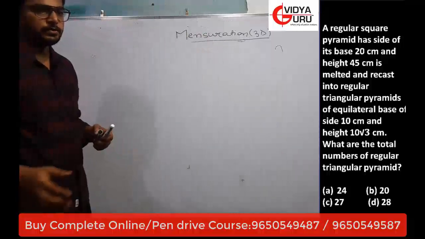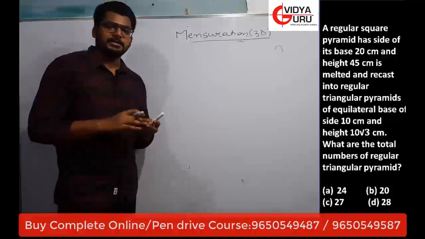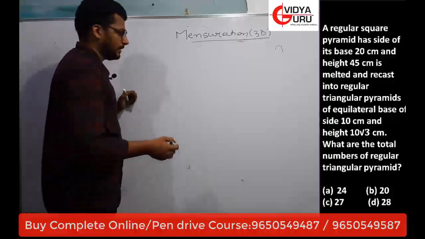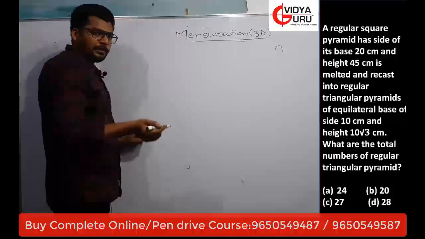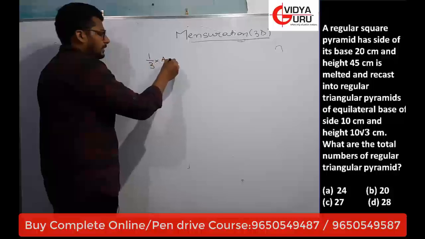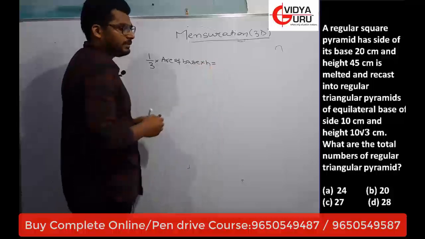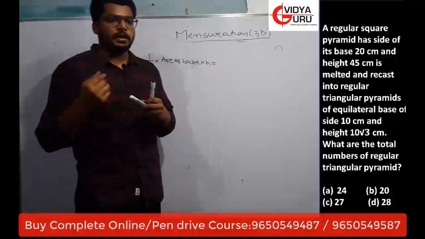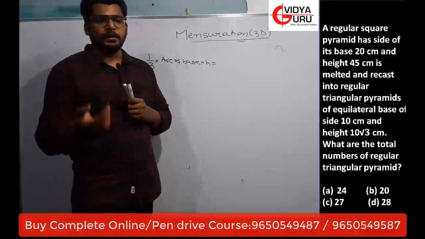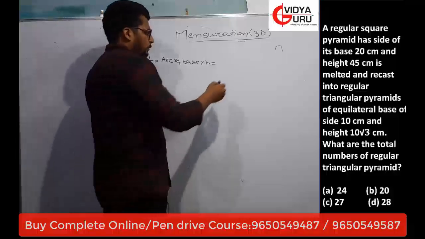The next question is saying a regular square pyramid has a side base of 20 centimeter. The base of the regular square pyramid is a square this time, and its height is 45, and it is recasted into regular triangular pyramids. So the volume will again be equal. What is the volume of a pyramid? 1 by 3 area of base into height. This will be recast into triangular pyramids, so equilateral base of each side 10 centimeter and height 10 root 3 centimeter. What is the total number of regular triangular pyramids? How many triangular pyramids will be formed?